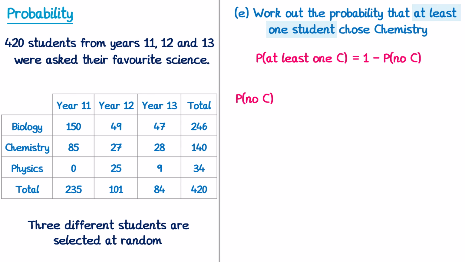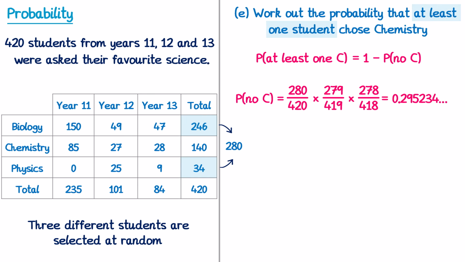If the students did not choose chemistry, they must have chosen biology or physics. So if we add this number and this number together, we get a total number of students of 280 that did not choose chemistry. So the probability the first student we pick has not chosen chemistry will be 280 out of 420. And then we multiply this by the probability that the second student also did not pick chemistry, which will now be 279, since we've already picked 1, out of 419. And for the third student, it will be 278 out of 418. If we do this on a calculator, you get this number here.